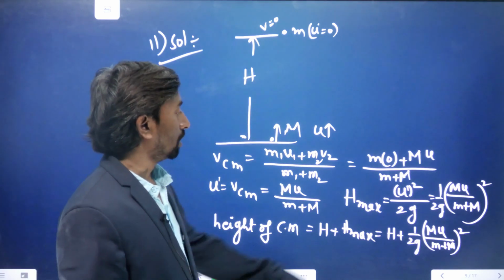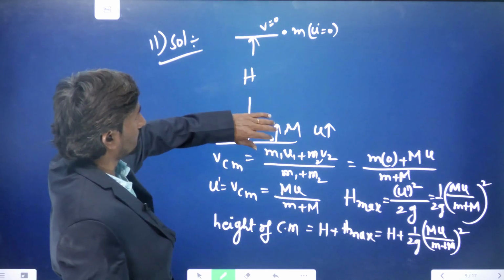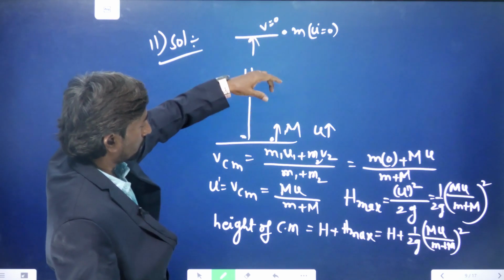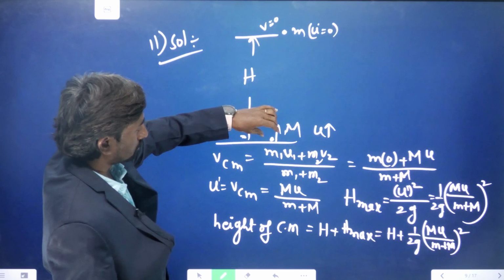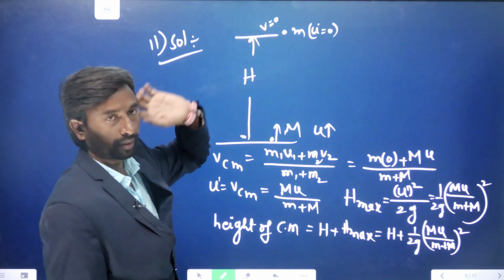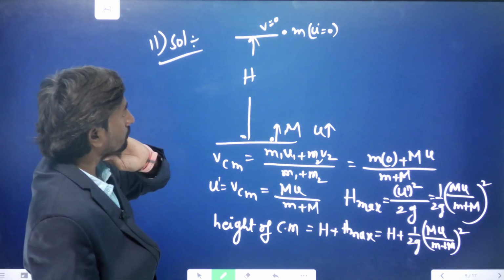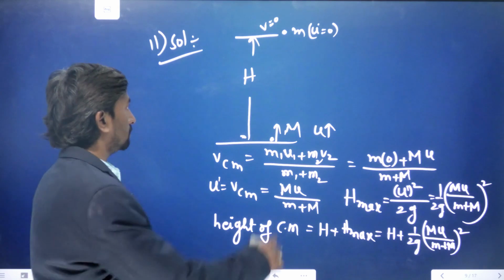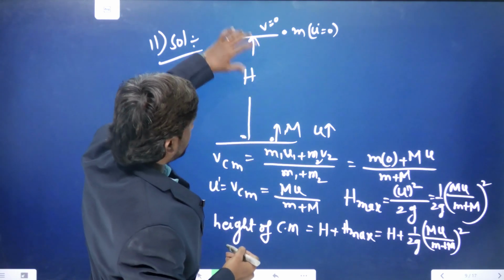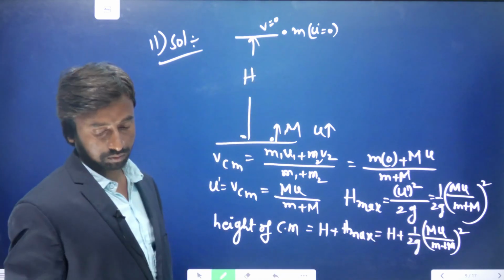Option 3. The height of the center of mass is this height plus this. The body came down and has not reached the ground. This capital M mass of the body reached the maximum height there. In that case, the center of mass rises to H plus the maximum height.